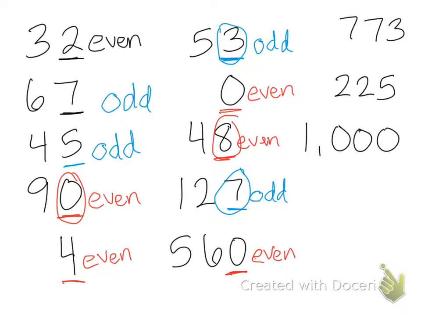What about 773? Well, 3 is an odd number, so that means that this whole number is odd. 225? Well, 5 in the ones place is an odd number, so this whole number is odd. And 1000, the 0 is an even number, so that means that 1000 is an even number.